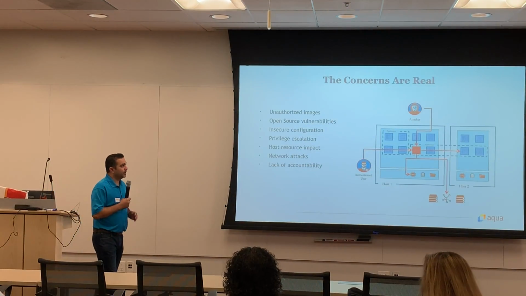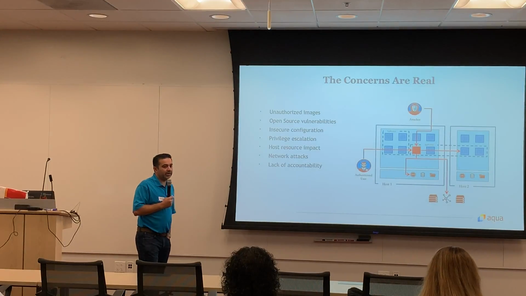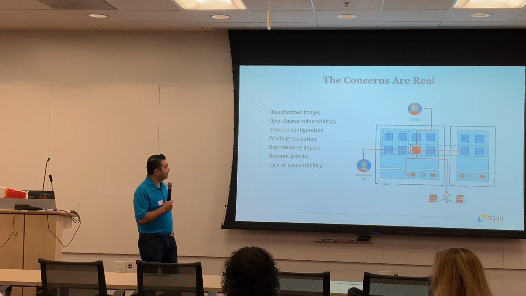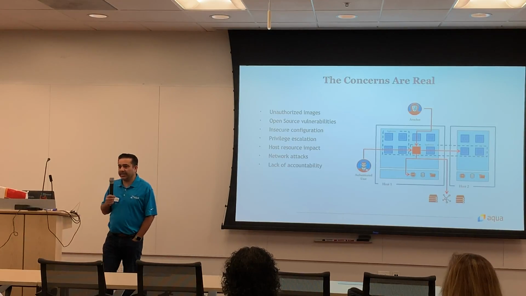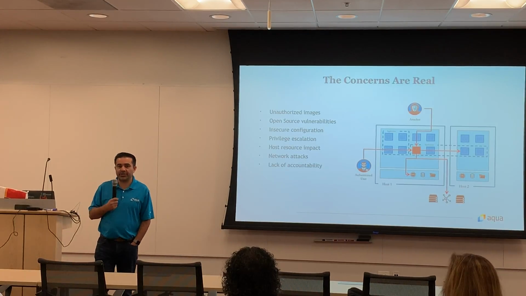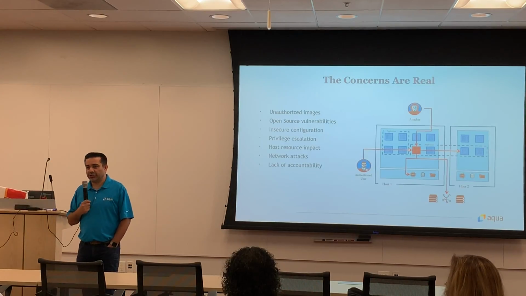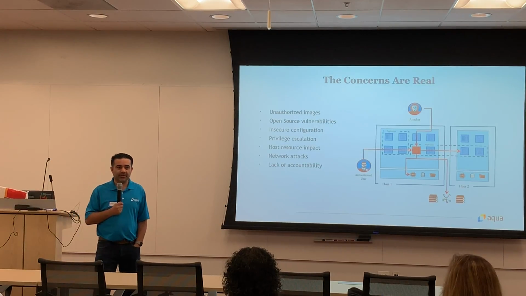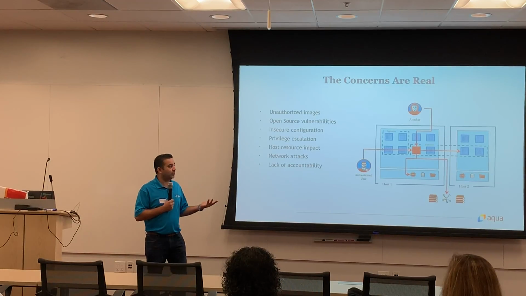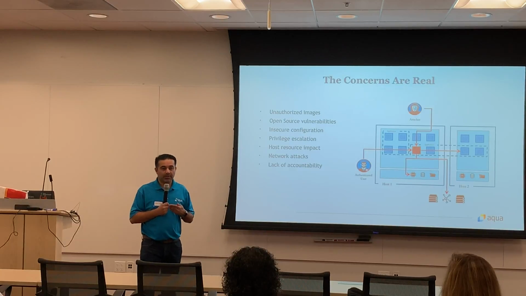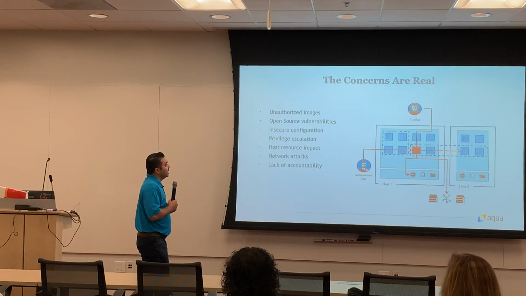What could happen in your environment when you're running containers? You can have unauthorized images. Unauthorized images are any image that your corporate or your security team didn't approve. You could go to Docker Hub and pull down an image. Docker pull whatever you want, and it pulls down an image and runs it. And you didn't want that to happen, right? So you need to be able to protect against that.